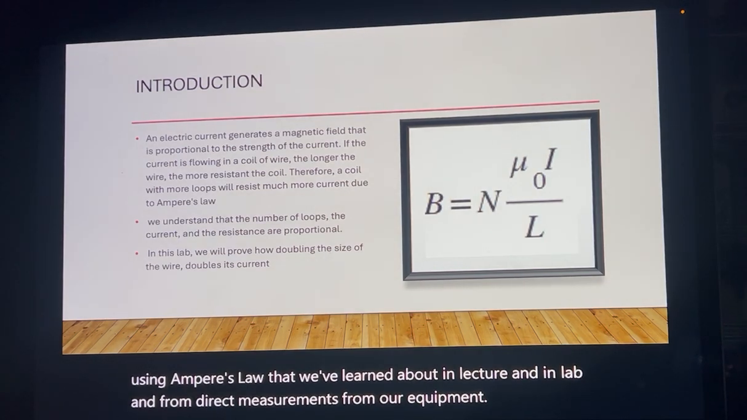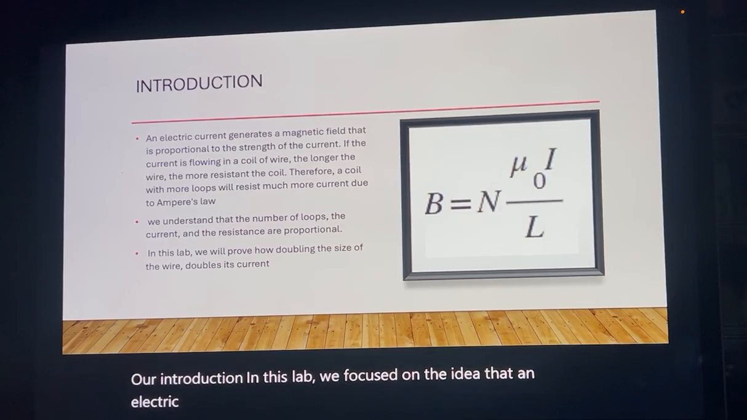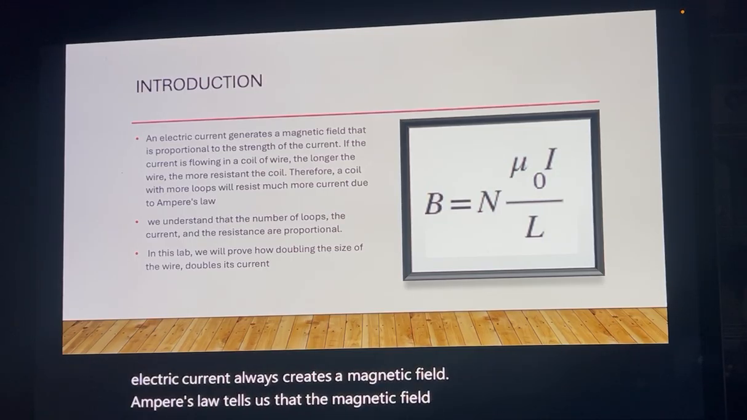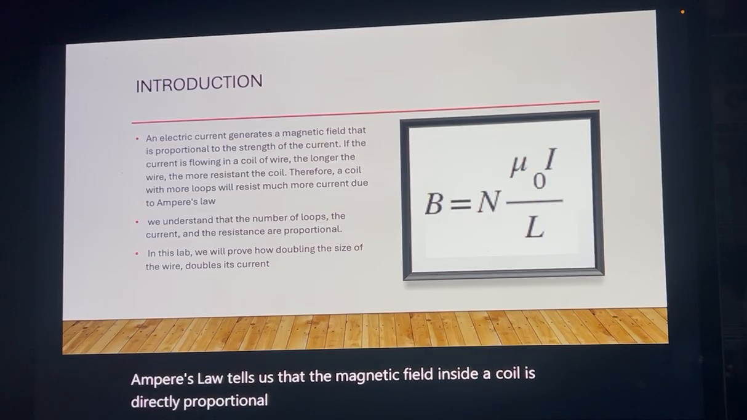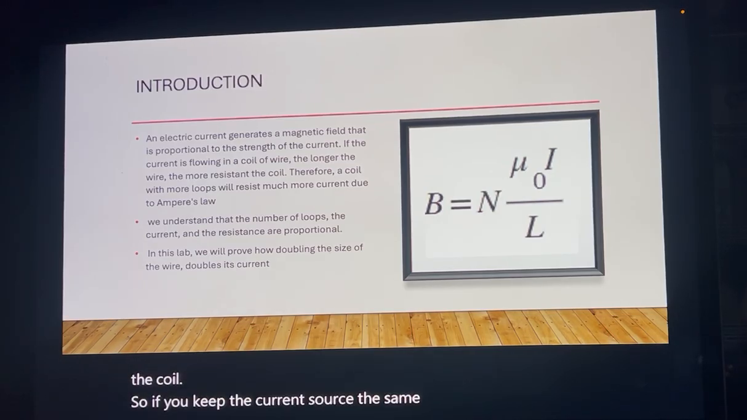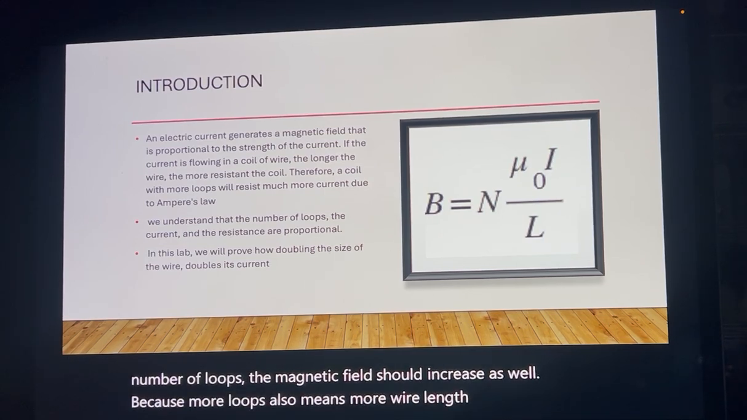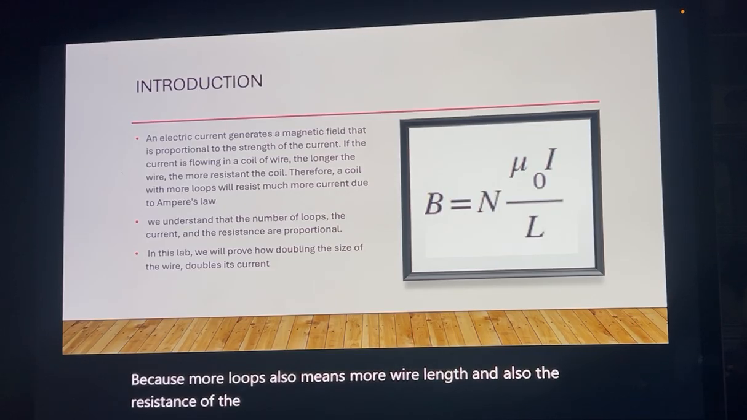Our introduction. In this lab, we focused on the idea that an electric current always creates a magnetic field. Ampere's law tells us that the magnetic field inside a coil is directly proportional to the current and to the number of loops in the coil. So if you keep the current source the same, but increase the number of loops, the magnetic field should increase as well, because more loops also means more wire length. And also the resistance of the coil increases as well.